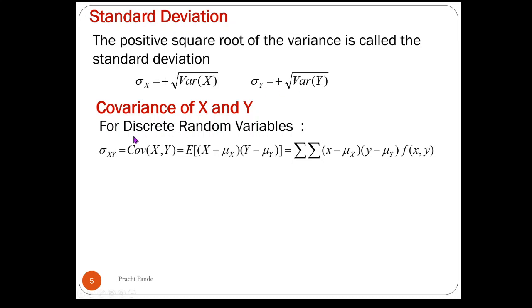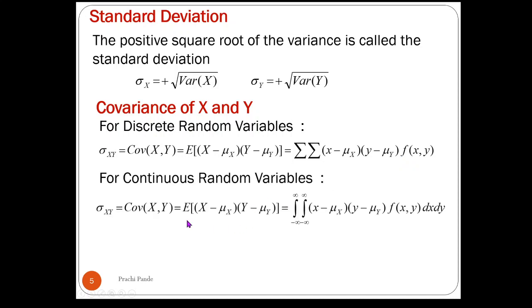The covariance for discrete random variables is denoted by sigma xy, which is equal to covariance of xy, which is equal to expectation of x minus mu x into y minus mu y. If it is discrete random variables, then double summation x minus mu x into y minus mu y into f of xy, and if the random variables are continuous, then sigma xy, that is covariance of xy, is equal to double integration from minus infinity to infinity x minus mu x into y minus mu y f of xy dx dy.